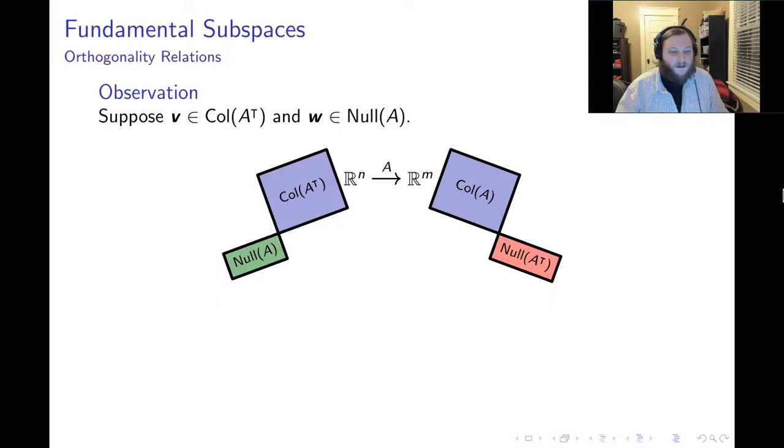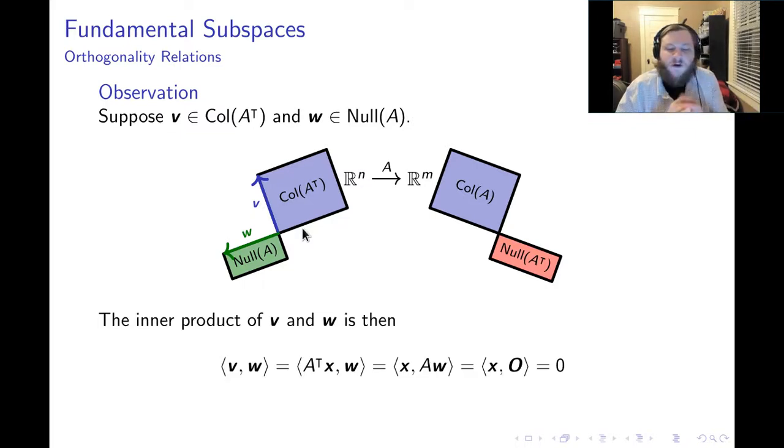So let's start with the picture itself. Here we've drawn the generic picture of an m by n matrix, including all four of the fundamental subspaces. And what I want to start with is to choose one side of this picture and take a closer look at two vectors that might live on that side. So let's start with a vector v in the row space and a vector w in the null space. So those vectors live here.